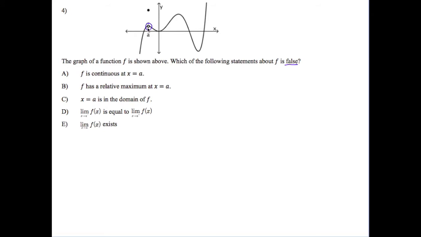When there's a hole, that is a discontinuity. It is the opposite of being continuous. So right away, the answer is A. It is not continuous at x equals a. It is discontinuous. This is a hole.